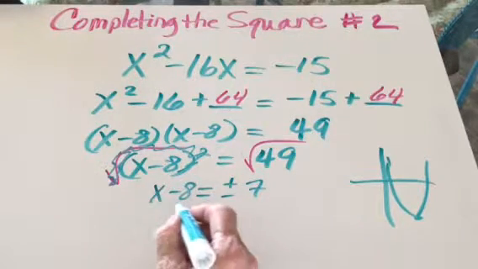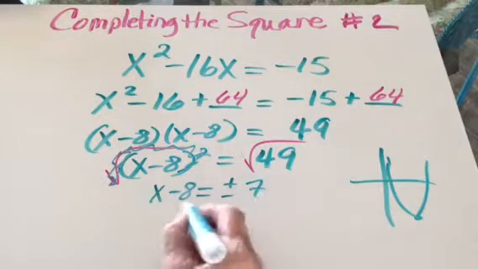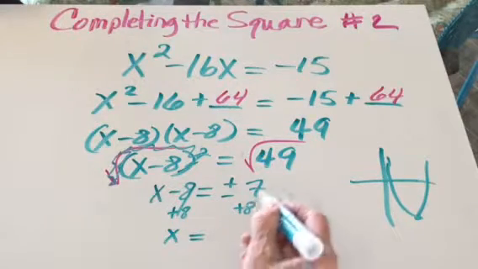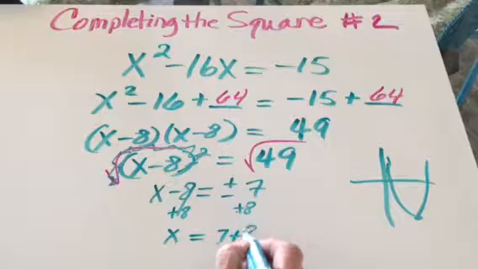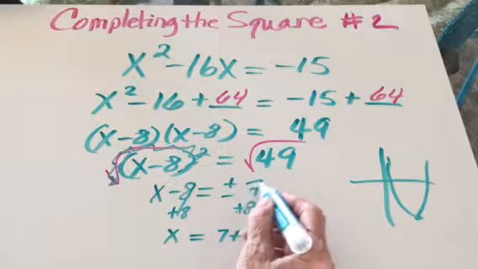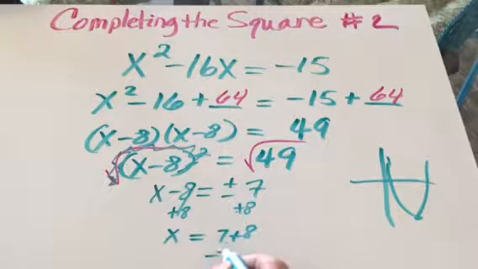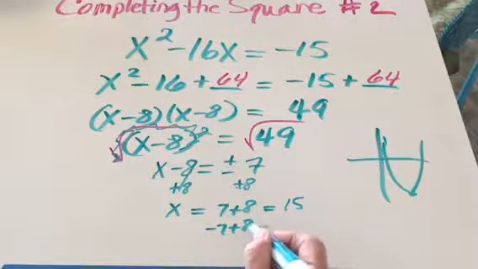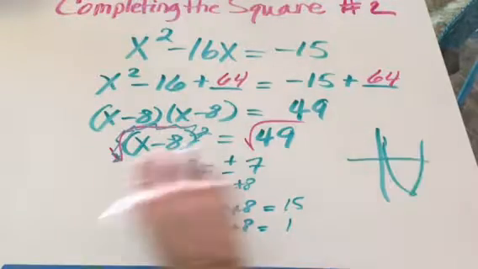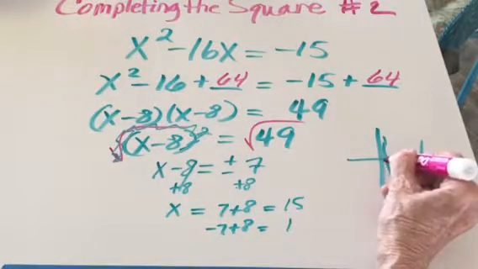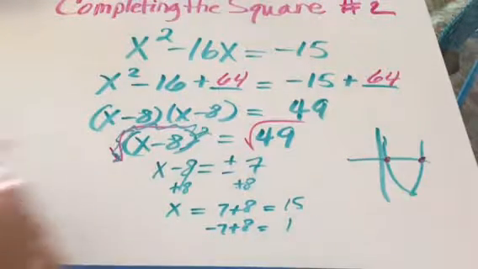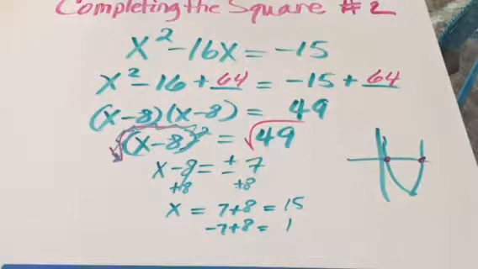All right? So watch this. I'm going to go plus 8 on both sides. So now I've got this. I have x equals 7 plus 8 and x equals negative 7 plus 8. It equals both of those solutions. So 7 plus 8 is 15. 8 take away 7 is 1. So I have two answers. One is 1 and the other answer is 15. All right? There's one example.